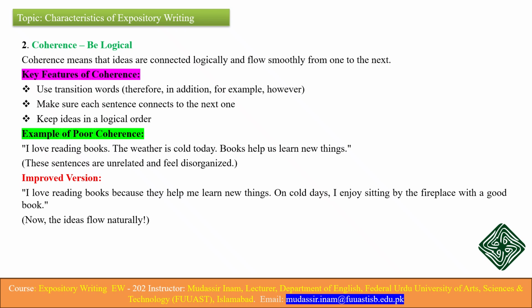The message is very clear. It is easy for the reader to understand. Now, this is called coherence. In one text, there is lack of coherence. There is no connectivity in the sentences, but in the other improved version, there is connectivity, there is coherence, and it is very easy for the reader to understand it.